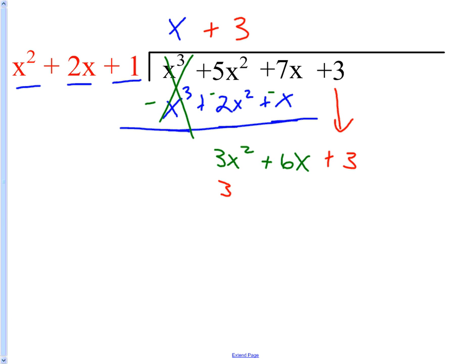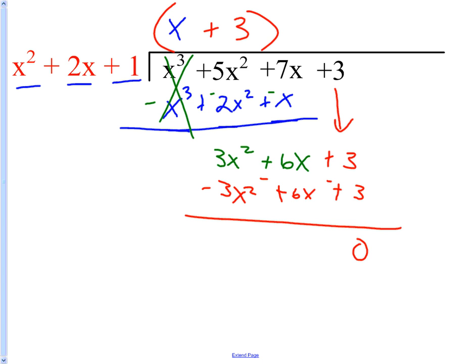3 times the x squared is 3x squared. 3 times the 2x, 6x, and 3 times the 1 makes 3. It worked out nice because when I change all the signs, they'll all cancel and I get 0. And this times this makes that. All right. So it still works even with the trinomial as the, is the dividend or is this the divisor? Divisor, all right.